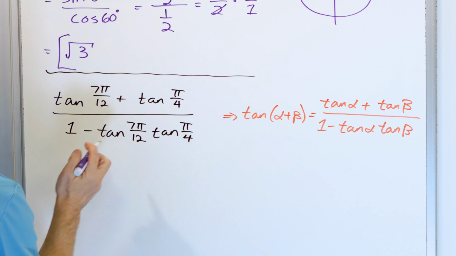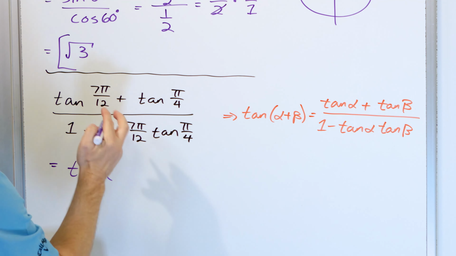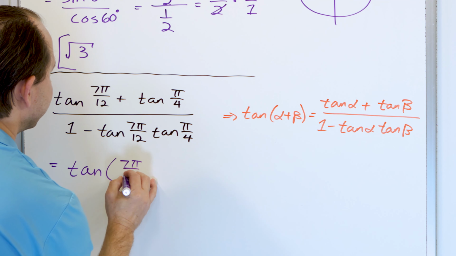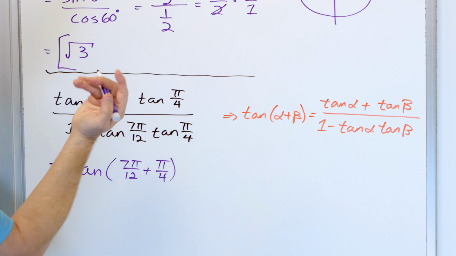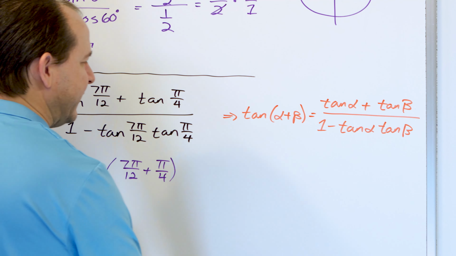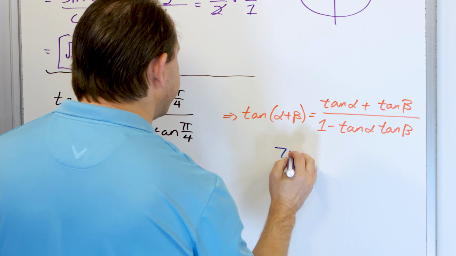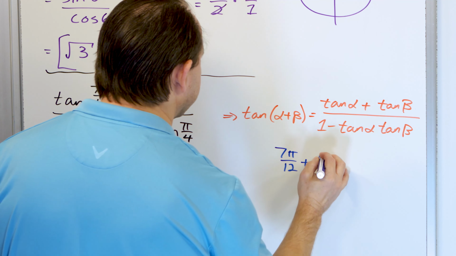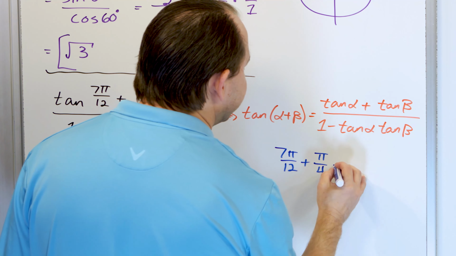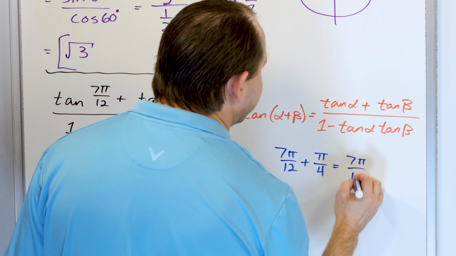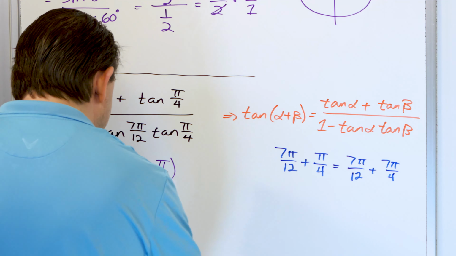So we can simplify this whole thing as the tangent of 2 angles added together, but the 2 angles in question are 7 pi over 12 plus pi over 4. Now you can do this in a calculator if you want, but I like to do everything manually that we can. So we're going to go off to the side and take a look at what is 7 pi over 12 plus pi over 4. Well, we want a common denominator. We're going to try for a common denominator of 12.